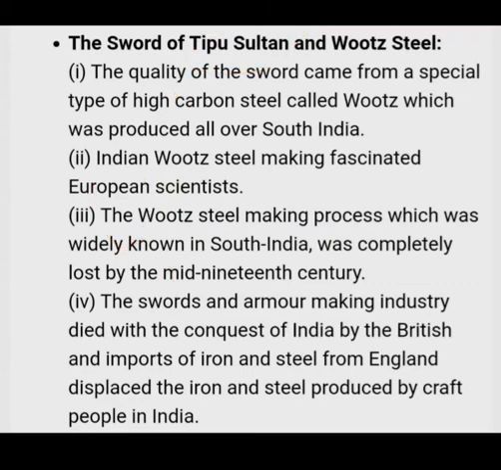See how famous it is, the sword of Tipu Sultan is in a museum in England. But do you know why the sword was so special? Why was it so special? Because the sword had an incredibly hard and sharp edge that could easily rip through the opponent's armor. Look here. The quality of the sword came from a special type of high carbon steel. A special type of what? High carbon steel, and this high carbon steel is known as wootz.